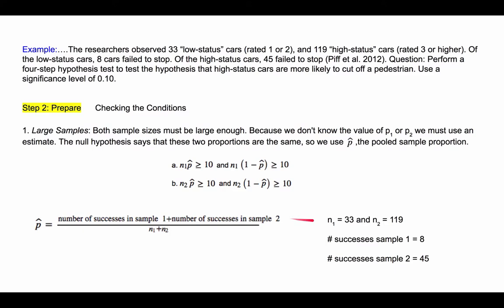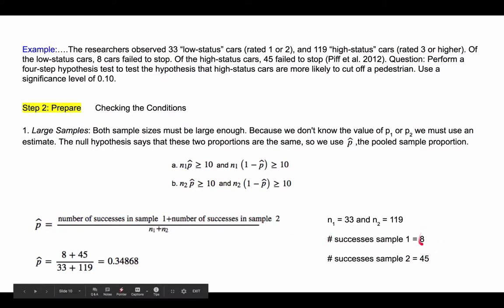So the number of successes in sample 1 is 8, we were told. That's the number of people in low status cars that cut people off. And then the number of successes in sample 2 is 45. That's the number of people in high status cars that failed to stop or cut people off in the crosswalk. Okay, now we can compute all this stuff. So P hat is 8 plus 45 divided by 33 plus 119. So what I'm doing is taking everything on the right here and plugging it into this formula for P hat.